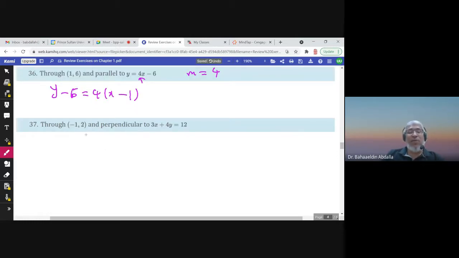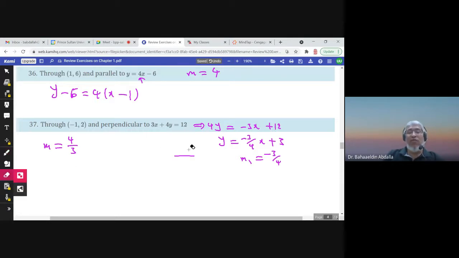Now, if the two lines are perpendicular, let us find the slope of this line first. So let us write it in the slope intercept form. So 4y equals negative 3x plus 12. We take 3x to the other side, and then we divide by 4. So 12 divided by 4 is 3. So the slope of this line is negative 3 over 4. So the slope of our line, since they are perpendicular, we find the reciprocal and multiply by a negative sign, so it would be 4 over 3. Now if you multiply m1 times m2, the answer is negative 1. So the equation would be y minus 2 equals 4 over 3 times x plus 1.